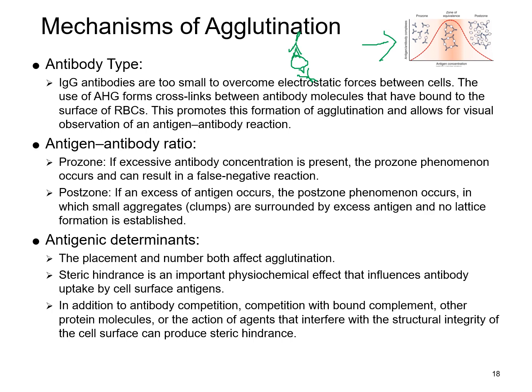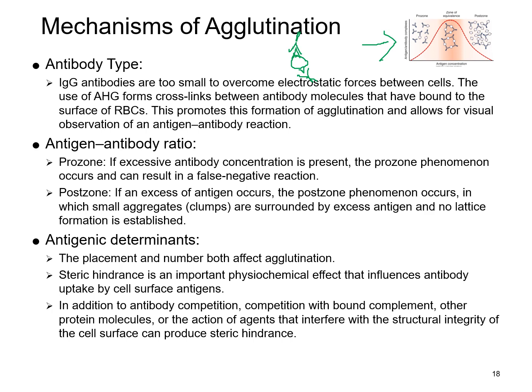The opposite is going to be the postzone effect. In your postzone effect, you have too much antigen, and you don't have enough antibody to help form those bridges. This is what we call the postzone phenomenon. You might actually have some small aggregates or clumps that could be visible, but not always. Basically, you're not really having much of that lattice formation to give you that good solid clump.